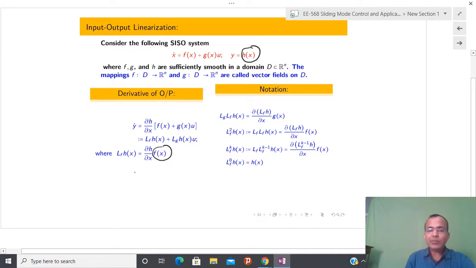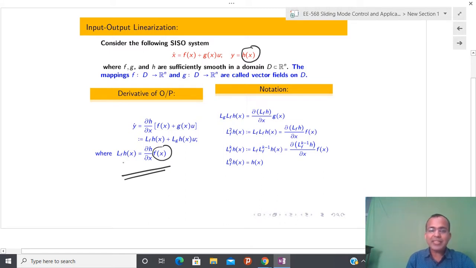This particular quantity is called the Lie derivative. I will tell you next class all the intuition, what the meaning of Lie derivative and Lie bracket is. After that, what the meaning of distribution is, and what the meaning of the involutive property is. These terminologies will come into the picture whenever we are going to find that transformation. So we will reserve the intuition for the next class. In today's lecture, just try to understand the derivation.